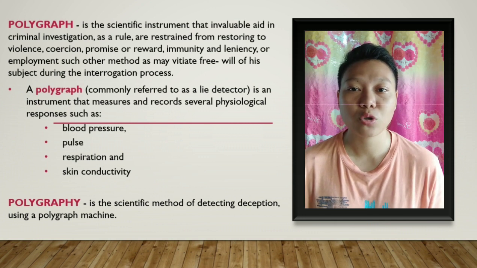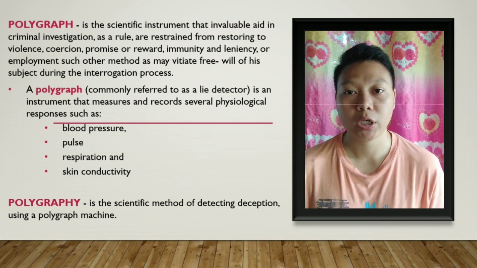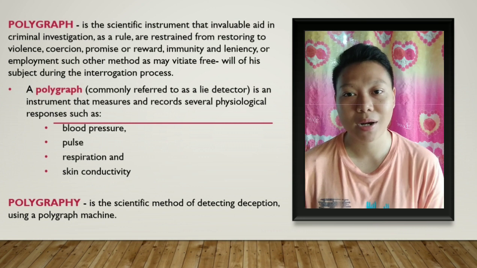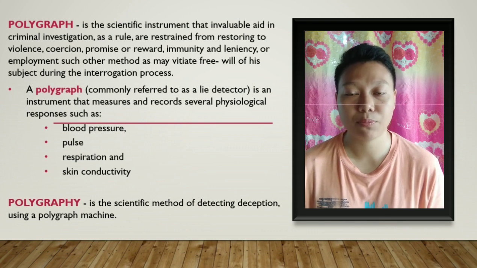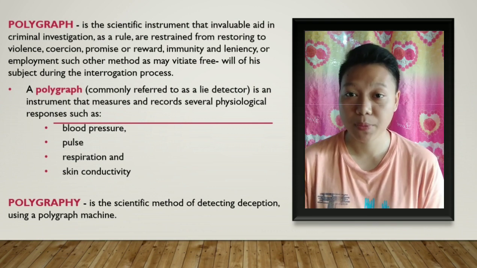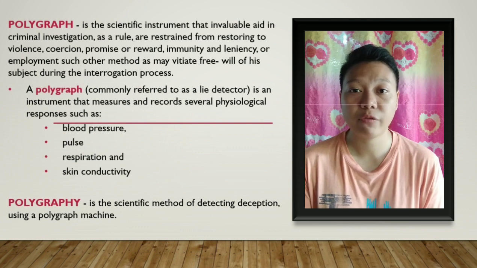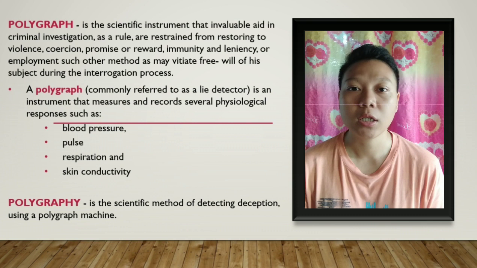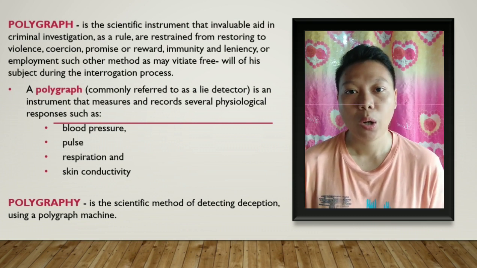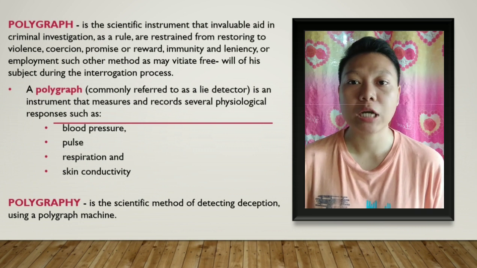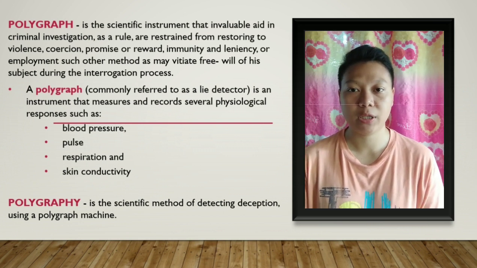A polygraph, commonly referred to as a lie detector, is an instrument that measures and records several physiological responses such as blood pressure, pulse, respiration, and skin conductivity. On the other hand, polygraphy is the scientific method of detecting deception using a polygraph machine.